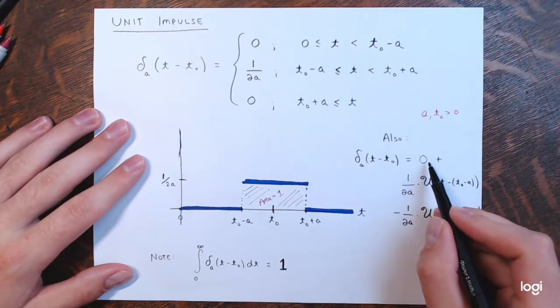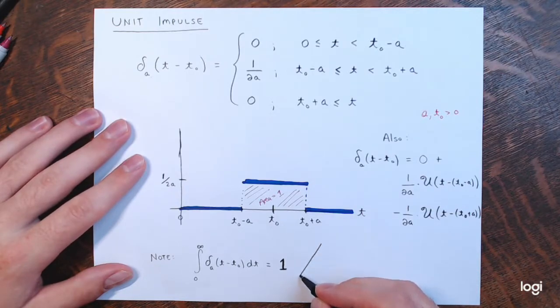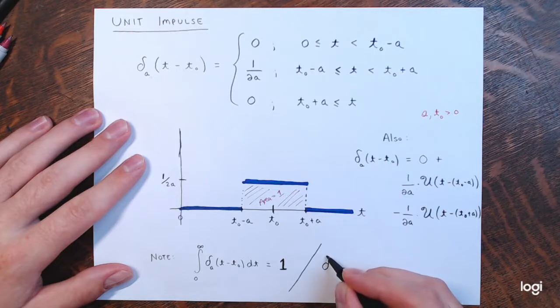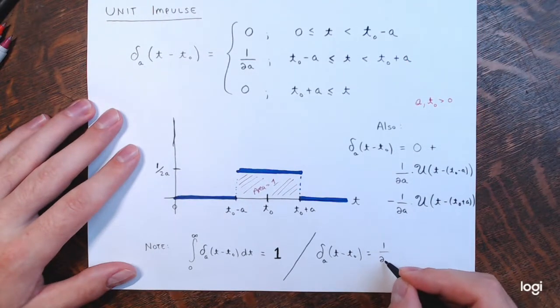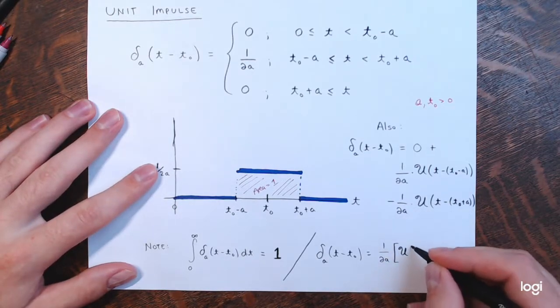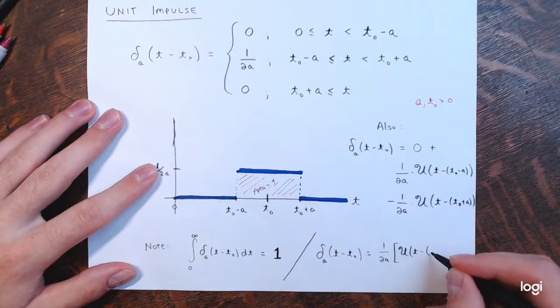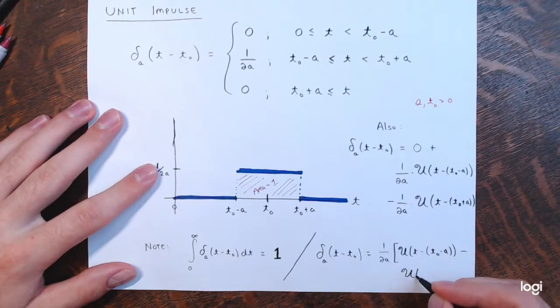And again, the 0 is not necessary there. So you could also think of these unit impulse functions, delta sub a at t minus t sub 0, in this way, as 1 over 2a times the unit step function at t minus t sub 0 minus a, then minus the unit step function at t minus t sub 0 plus a.